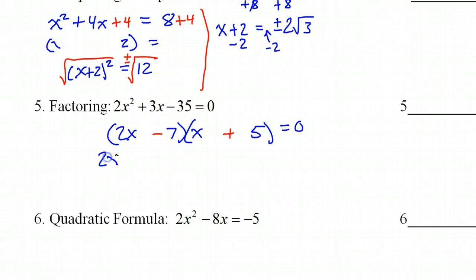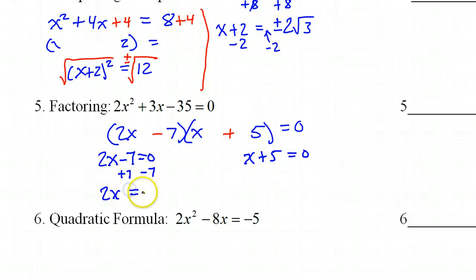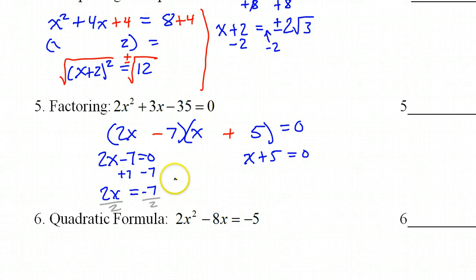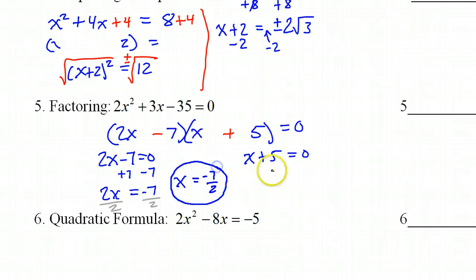So we're going to be doing 2x minus 7 equals 0, and we're going to be doing x plus 5 equals 0. On this end, if I add 7 to both sides, I get 2x equals negative 7. If I then divide both sides by 2, like so, then I get x is equal to negative 7 over 2. So that is one answer.